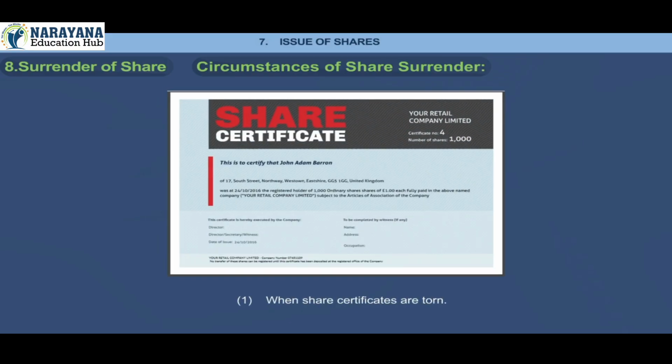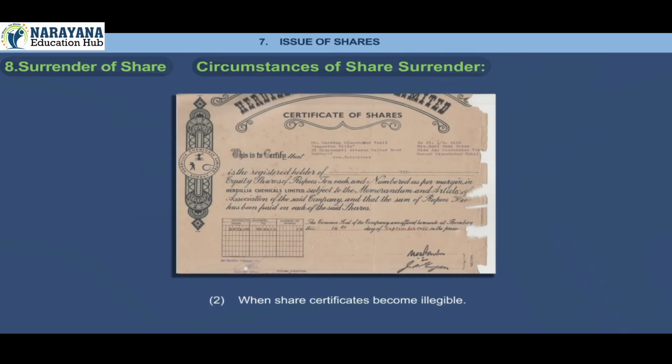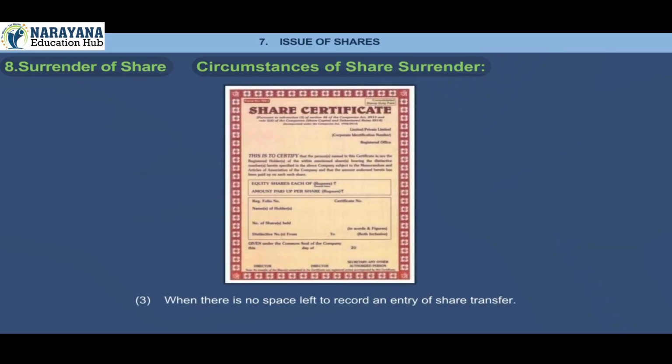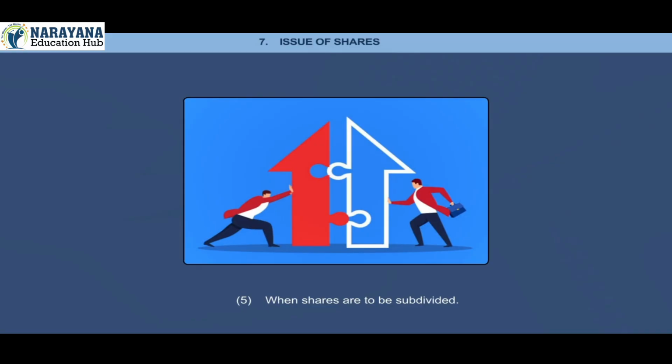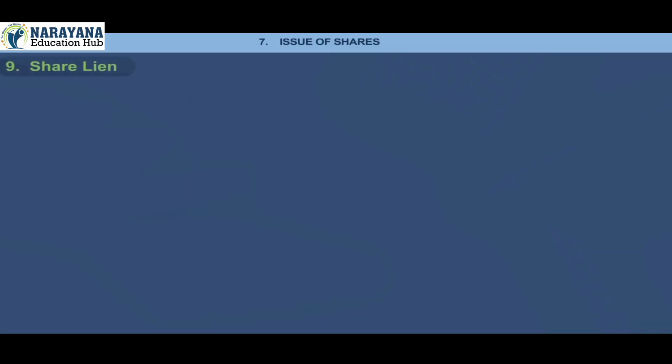1. When share certificates are torn. 2. When share certificates become illegible. 3. When there is no space left to record an entry of share transfer. 4. When shares are to be consolidated. 5. When shares are to be subdivided.